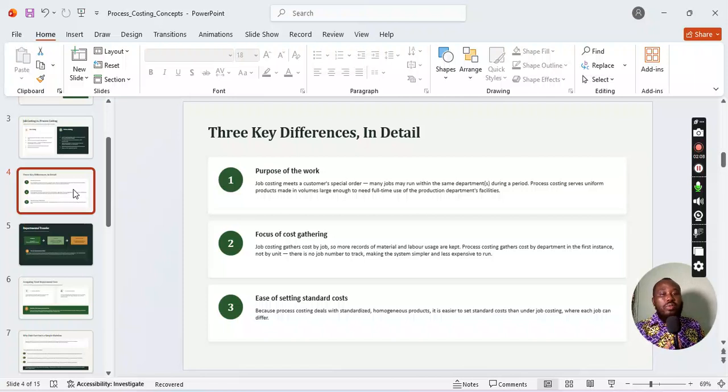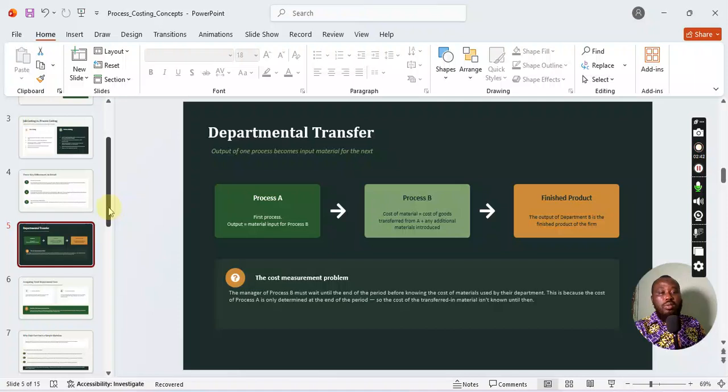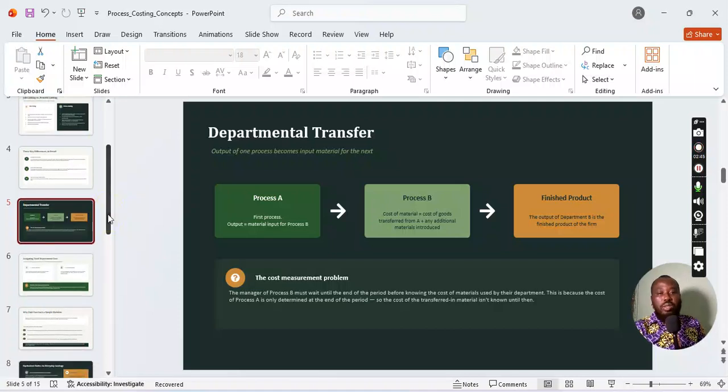Also, it involves the focus of cost gathering. Job costing gathers cost by job, based on the job that is involved, so it has to do with the compilation of so many records. Unlike process costing, that has to do with the gathering of cost based on departments. The departments are the basis by which we determine the cost of the products that are being produced, based on the various elements of cost that are used in the production process. So let us move forward and also do some questions.